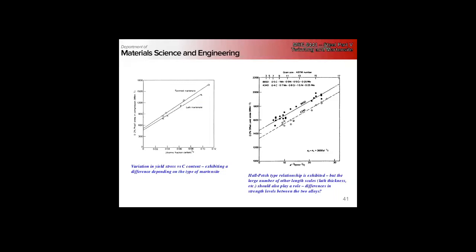Because we've got lath thickness, and the subgrain structure. So we've got packet and block grain boundary sizes. There's a lot more going on here, but we do see a Hall-Petch-like relationship with the size of the martensite lath. Okay, so that sort of wraps that up.